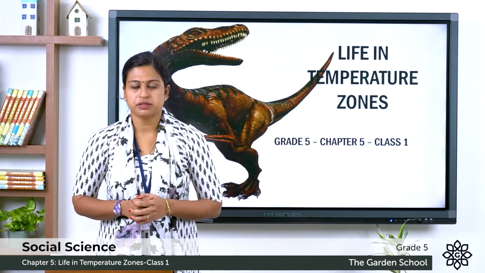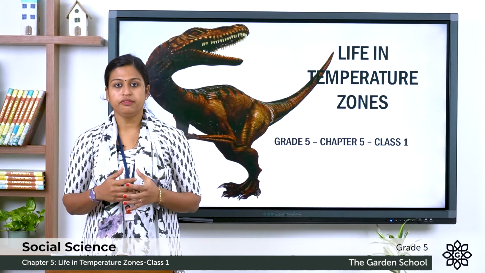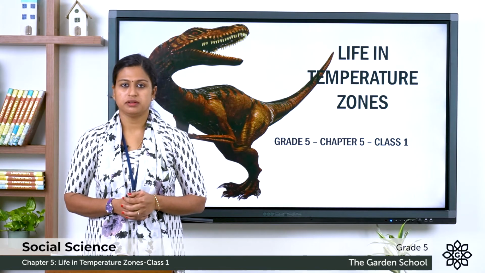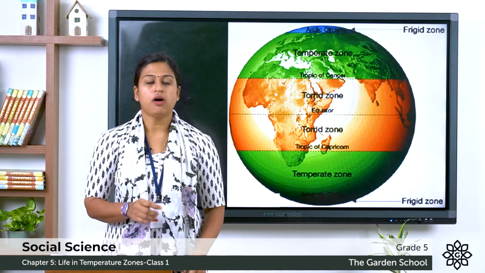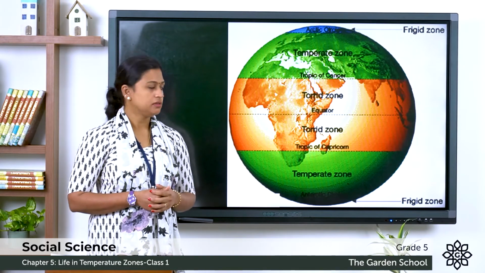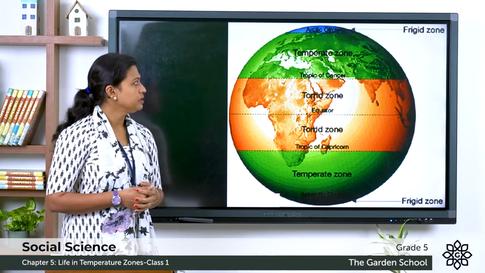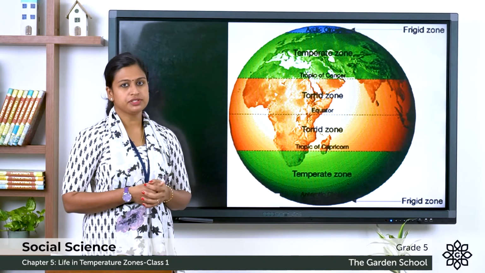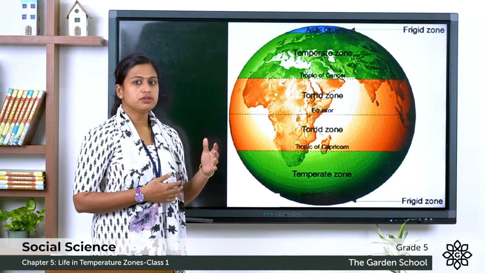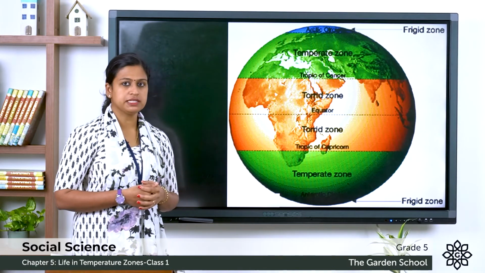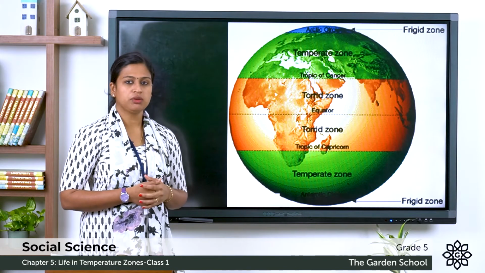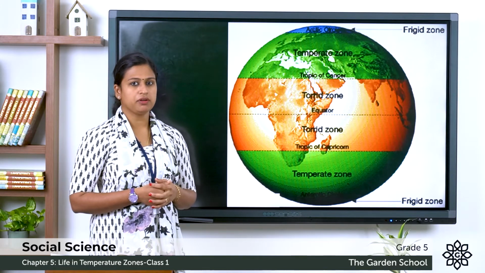Here in this chapter, we are going to learn about the different forests present in different temperature zones. In the last class, we have already learnt about the temperature zones. There are 3 zones, that is torrid zone, temperate zone and frigid zone. Torrid zone lies between the equator and Tropic of Cancer in the northern hemisphere, and in the southern hemisphere it lies between the equator and Tropic of Capricorn.